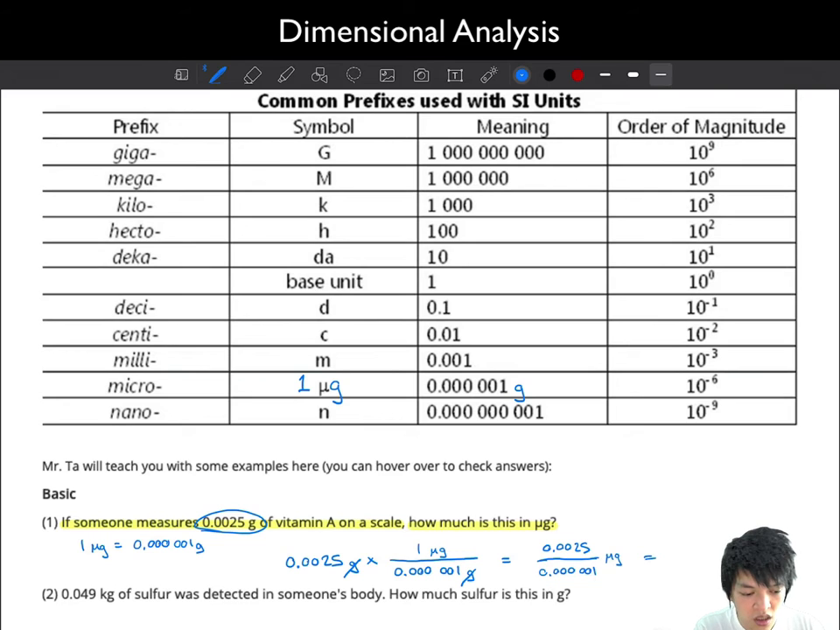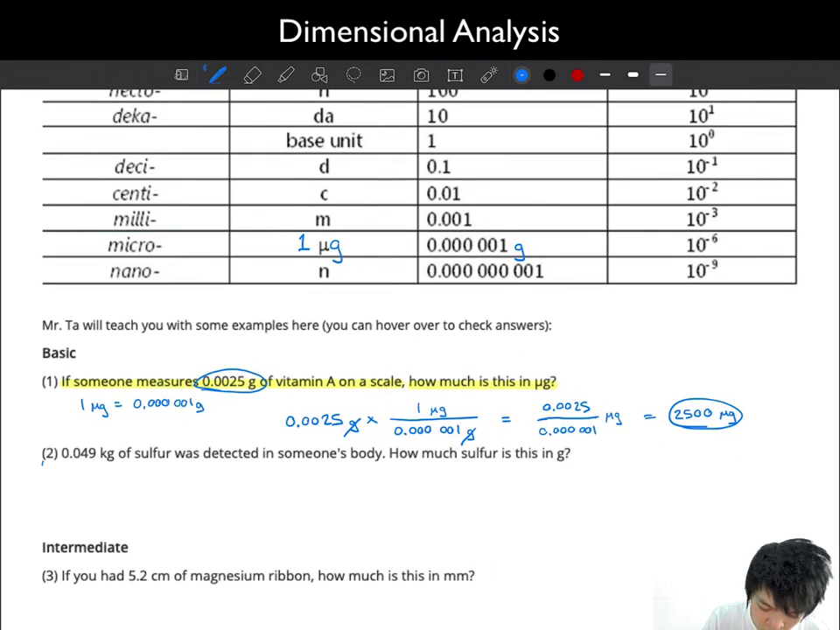We have 0.0025 divided by 0.000001, and what I'm getting on my calculator is 2,500, and the unit is micrograms. So that should be the first answer, 2,500 micrograms. For the next problem, number 2, you can try on your own. It's going to be very similar, and you're basically going to convert from one unit to the next using one single conversion factor.